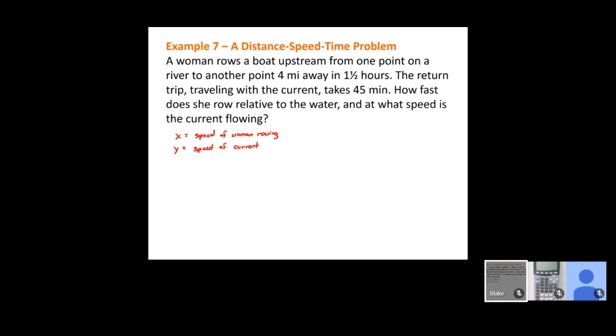Now we've got to think about how we're going to set up equations to solve for those 2 variables. Well, if there's 2 variables, we're going to need 2 equations. So we've got to set up a system this time. Think about what we know here. We're told the distance, that she's going 4 miles. We're told the time, and we're looking for her speed. Do we know any equation, any formula that would relate those things together? So distance, time, and speed.